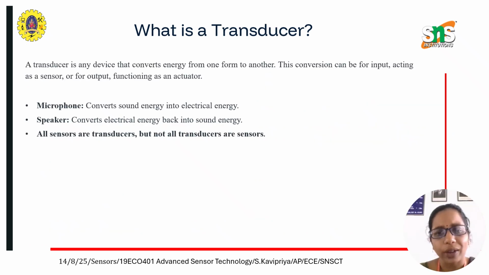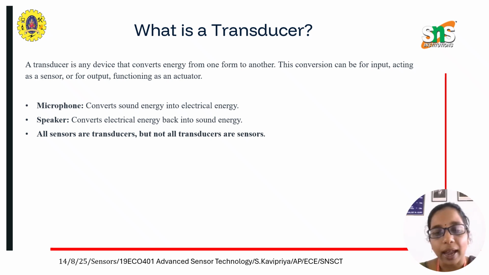Next, what is a transducer? A transducer is one which converts one form of energy into another form of energy. For a conversion, it takes an input quantity in one form and converts it to another form. So all sensors are transducers, but all transducers are not sensors.